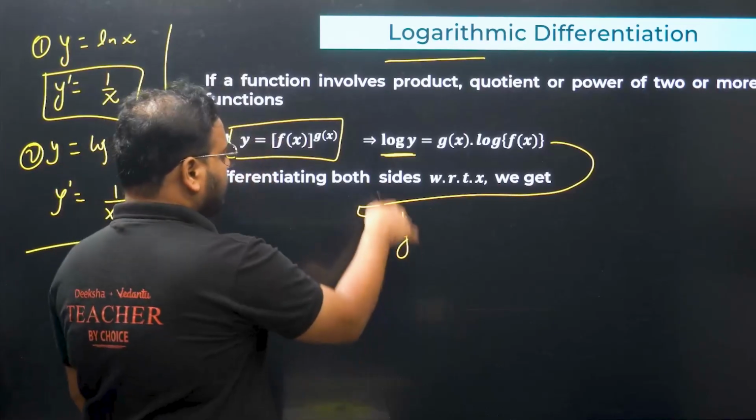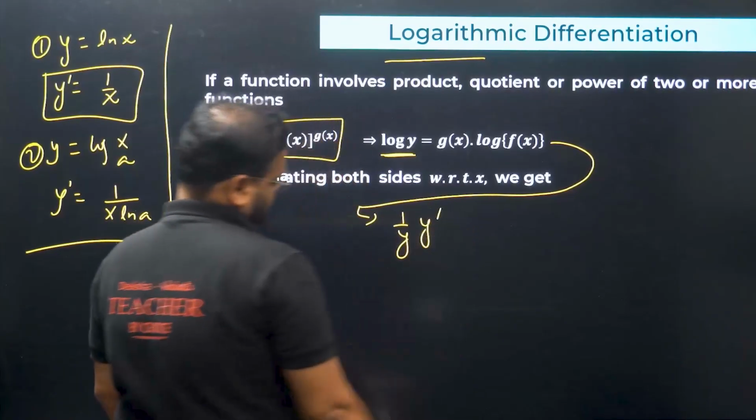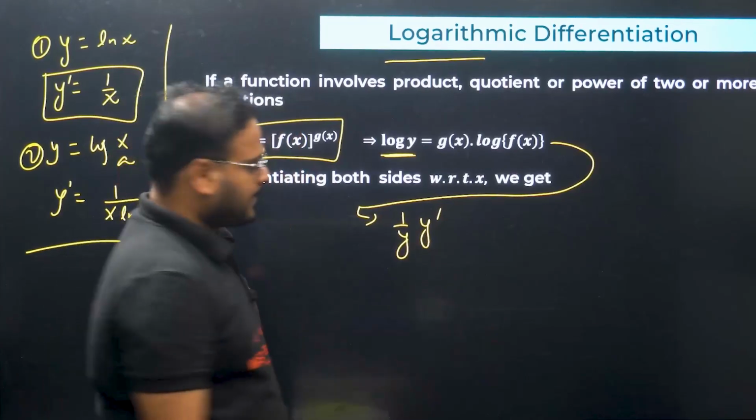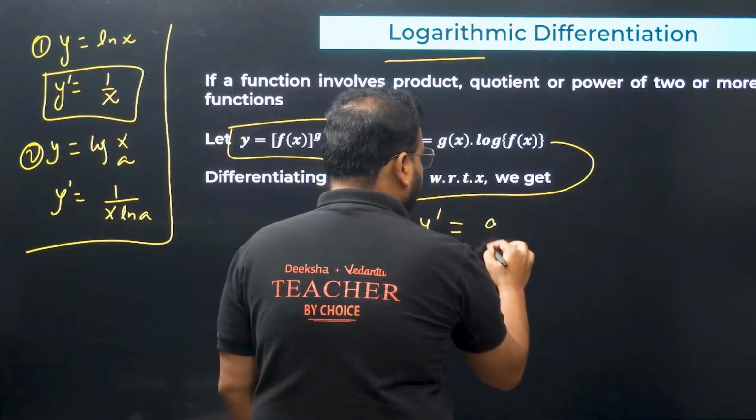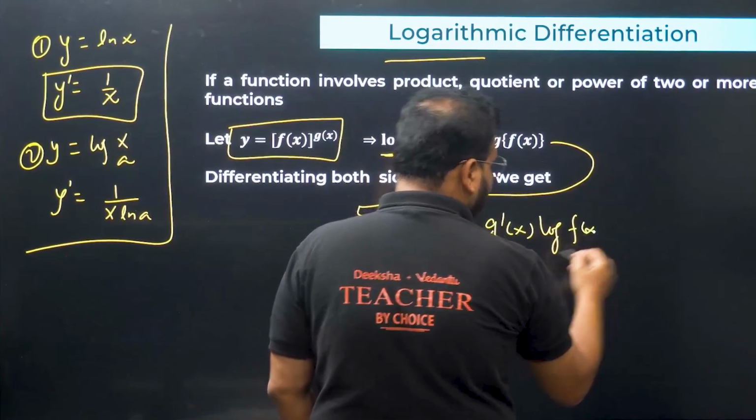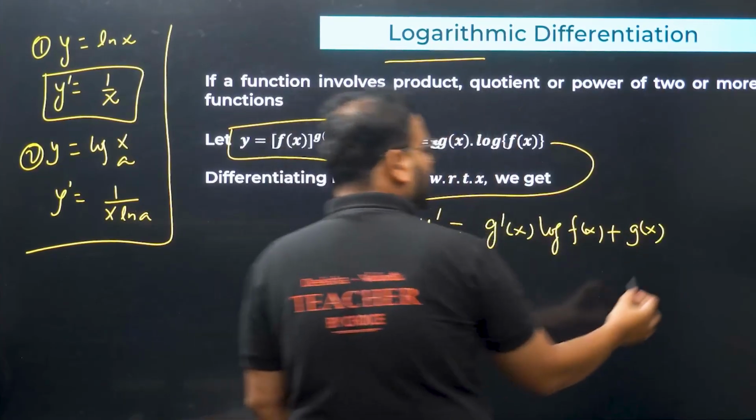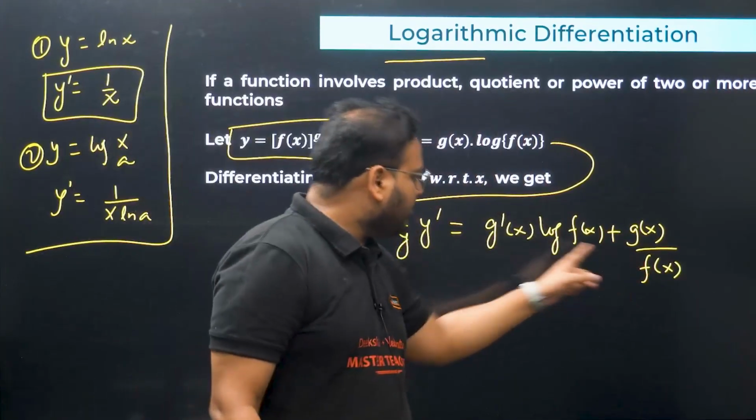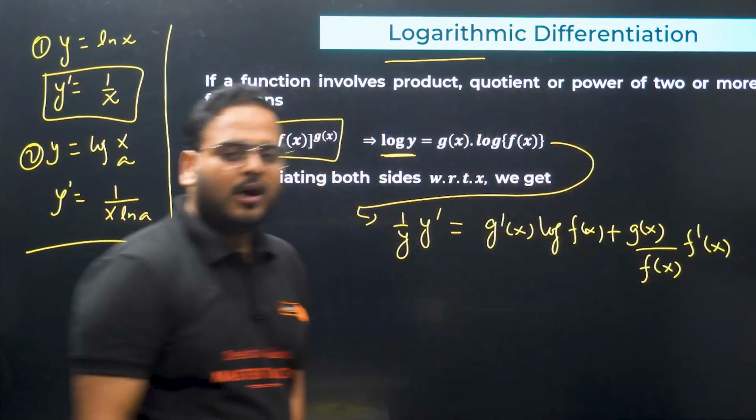So 1 by y you get for this, and of course the derivative of y will also be taken, so you get y dash. The derivative of log y is 1 by y, but the derivative of y is y dash, this is dy by dx. On this side you're going to use the product rule. Differentiate g, you'll get g dash of x, keeping log f(x) as it is, plus sign will come, keep g(x) as it is, and differentiate log, so you'll have f(x) in the denominator. Is it over? No. This is the derivative of log. What about f(x)? Do that as well, chain rule. So f dash of x.